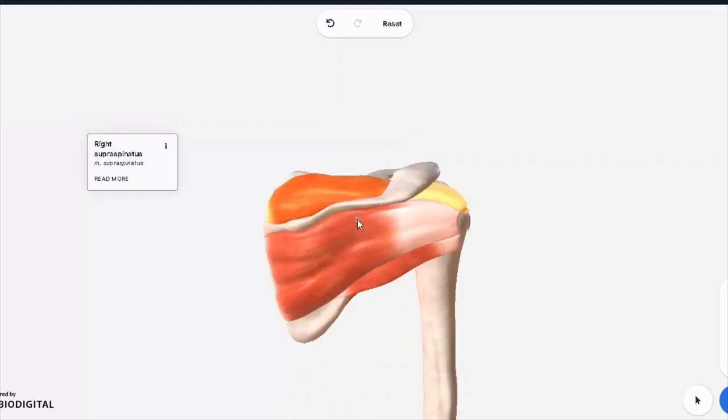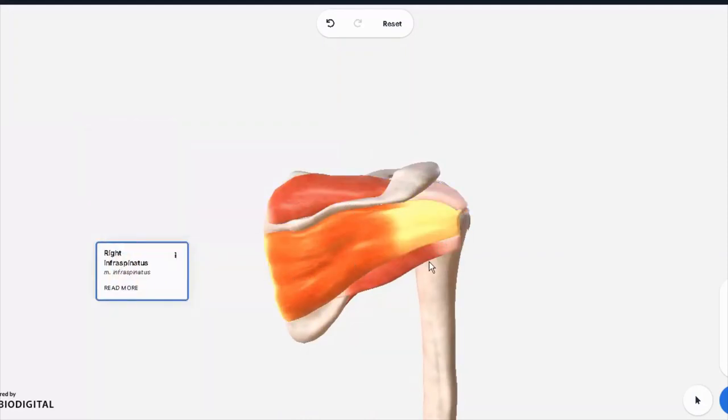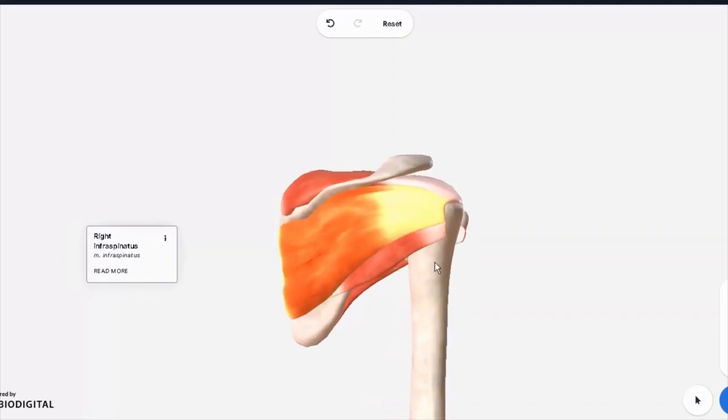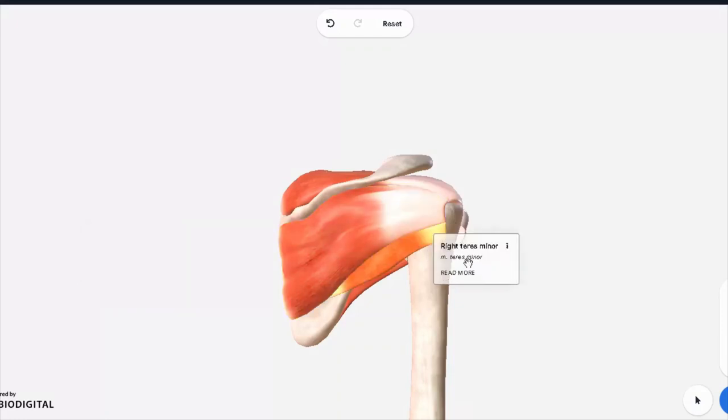Below that, in the infraspinatus fossa is your infraspinatus. And here you can see it's attached right below, right adjacent. This is involved in a bit of adduction as well as the external rotation. If you can imagine the muscle pulling on the humerus, it's going to basically rotate it externally, outside. The same goes with the teres minor right below.